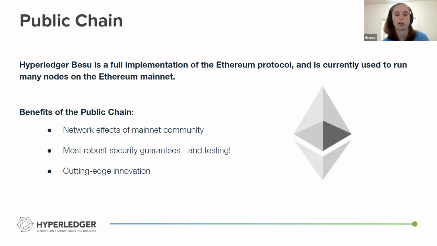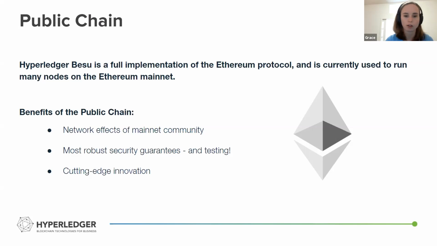So what are the benefits of public chain, and why does that matter? The network effect of the mainnet community. There are 250,000 developers in the Ethereum ecosystem, give or take. That's a pretty large ecosystem to be building on and testing a network. We think that's pretty powerful, and it gives you some sense of the scale at which this project fits in.